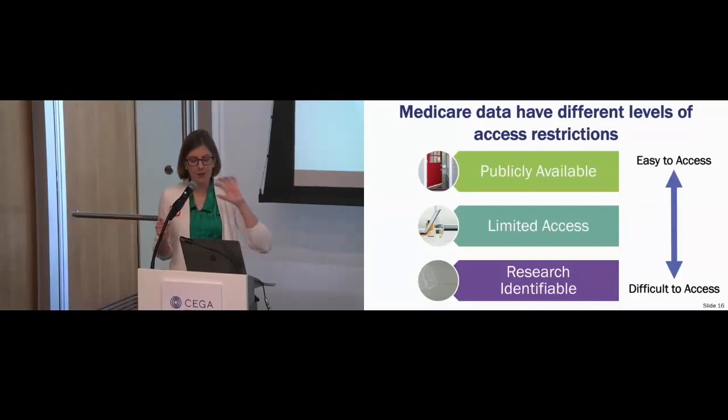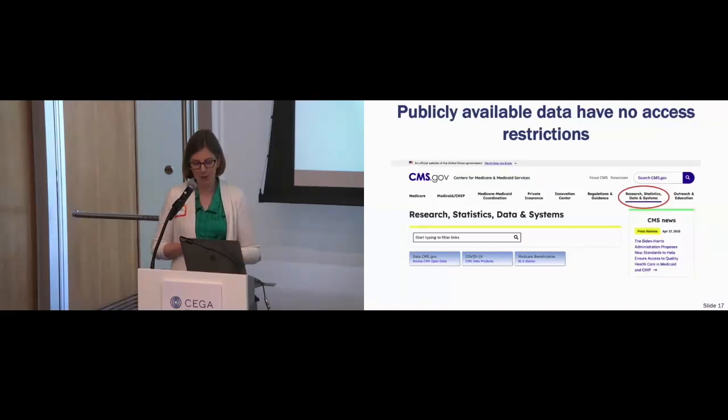The second, middle one is limited access. You have to go through a few more hoops. You might have to pay a little bit of money, but it's not quite as hard as the research identifiable files, or the RIF files, which require a fairly substantial amount of time and money in order to show CMS that you are a researcher doing valid, meaningful work and that they should trust you with their data. I'm going to dive into each of these a little bit more in turn.